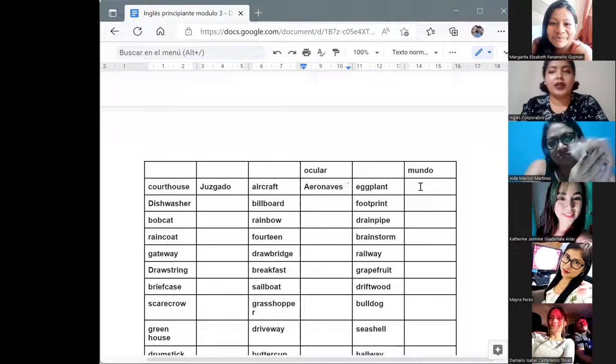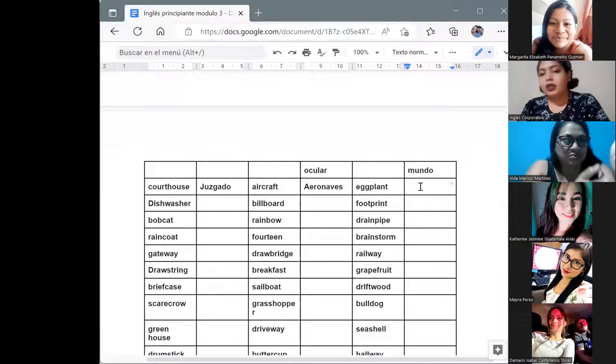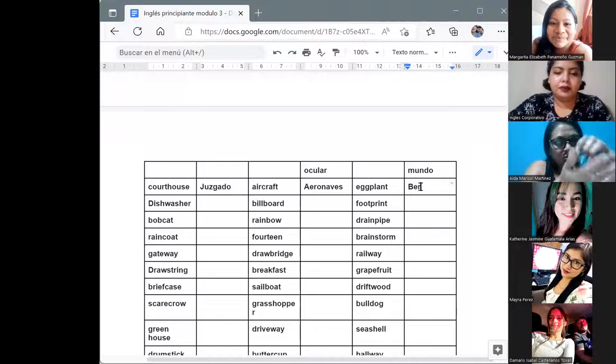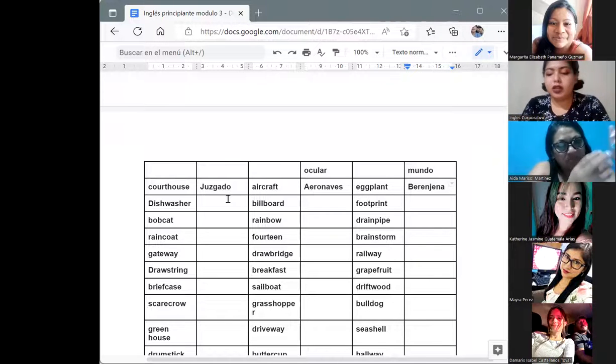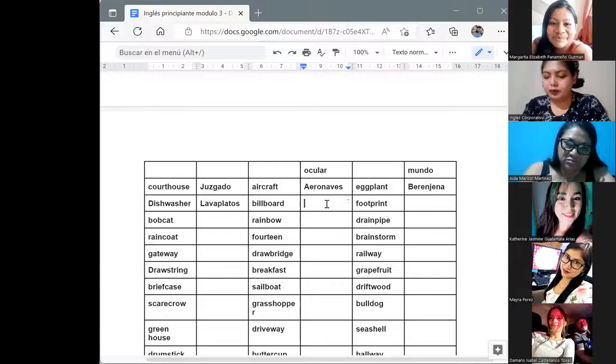Eggplant. This is a vegetable. Un vegetal. Berenjena. Ajá, berenjena. Dishwasher. Lavador de platos. Lava platos. Billboard. Tablón de anuncios o cartelera. Cartelera. Good.